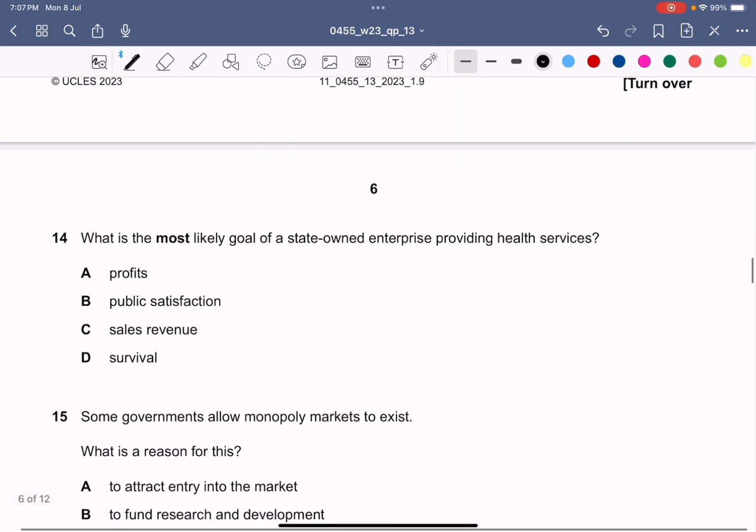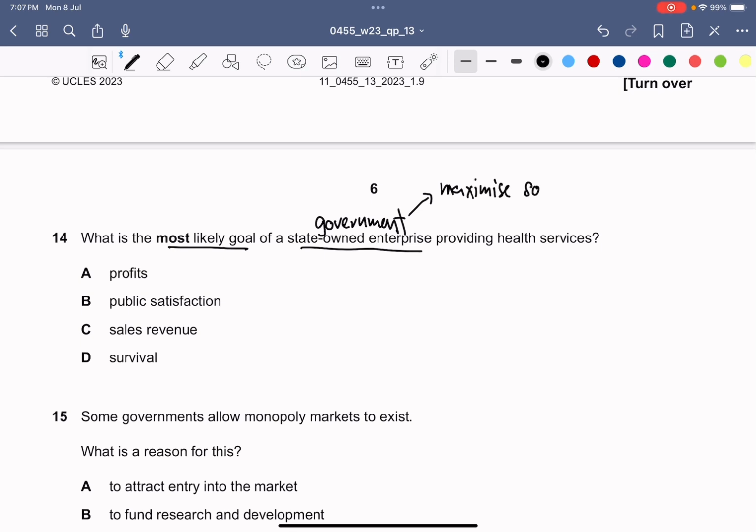question. What is the most likely goal of a state-owned enterprise providing health services? So state-owned enterprise means government. Government, what's the goal of government? It's to maximize social benefits. So we see which answer is the closest to this one. Yeah, public satisfaction. Profit is no. Profit is for private firms. And these three goals are for private firms.